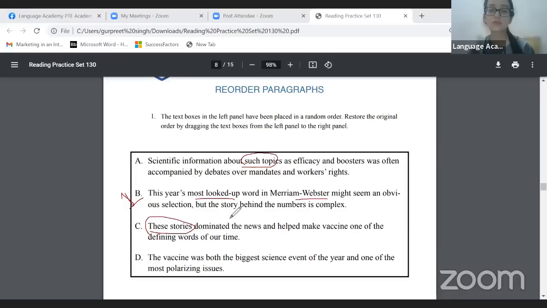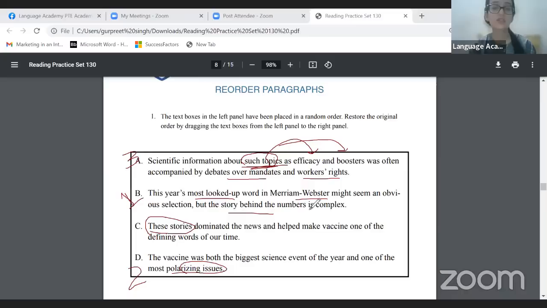And then you start the story, which is the vaccine was both the biggest science event of the year and one of the most polarizing issues. Then such topics, scientific information about such topics as efficacy and boosters was often accompanied by debates over mandates and workers' rights. So here such topics was given for efficacy and boosters, but this can only come after you say that you had issues. And only then you will talk about what were the issues. There were debates for mandatory rule of vaccination, and there were debates about workers' rights. So these were the issues.